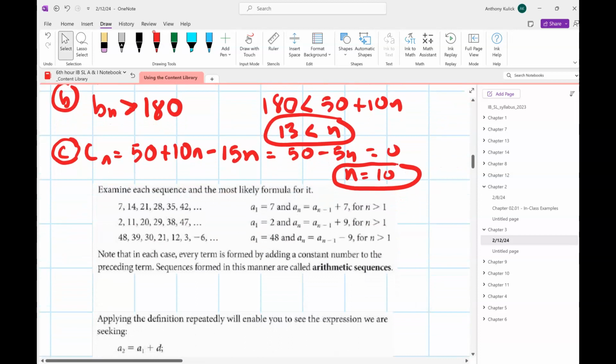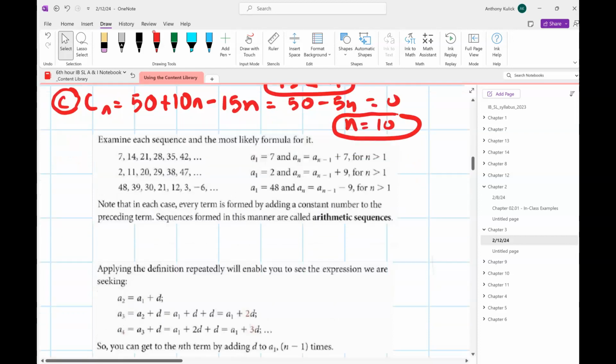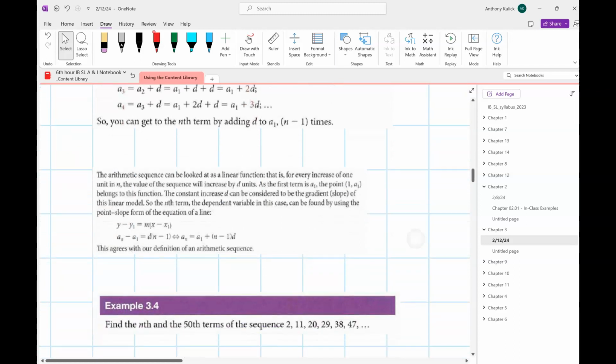Okay. So moving forward, there are two special kinds of sequences that we're going to be talking about. The first one is arithmetic. When you hear arithmetic sequence, you should think equation for a line. And we're going to do everything involving arithmetic sequences the same way we would deal with equations for a line.